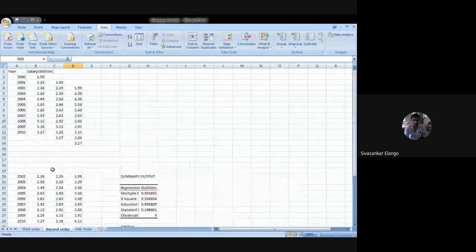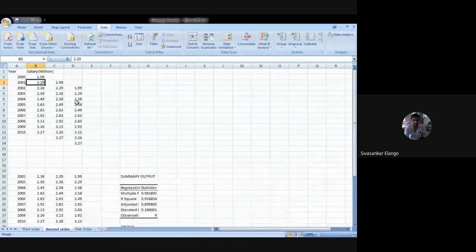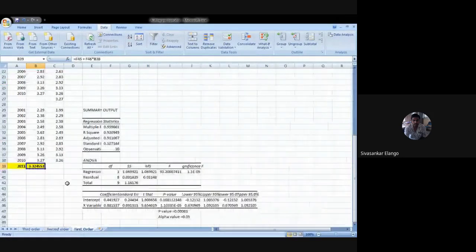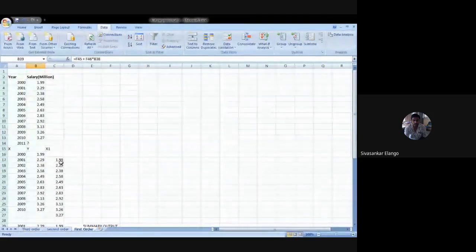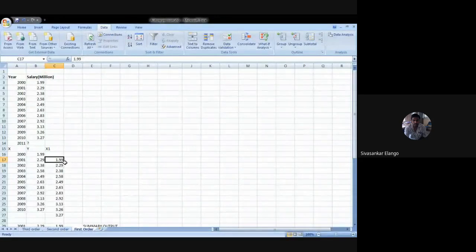Whereas in the case of second order autoregression, if I compute the sales Y with respect to only the past 2 years, it's known as second order autoregression. And in the case of first order autoregression, if I compute the sales of next year based on only one previous year, it's known as first order autoregression.